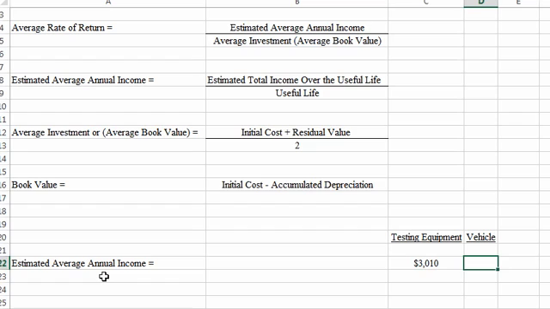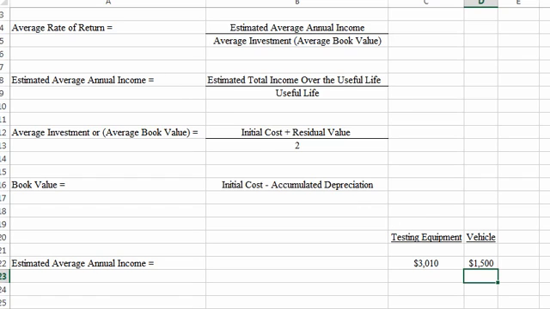Okay, now let's do the same thing for the vehicle. Estimated average annual income there would be the estimated total income over the useful life of $12,000, divided by the useful life in years. There, it's expected to be 8 years. So we get $1,500 for the vehicle.